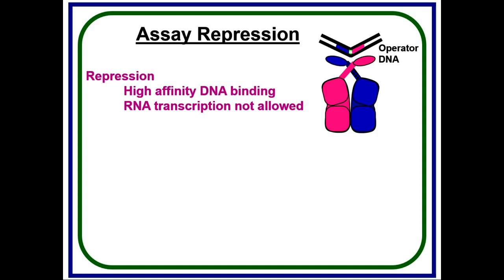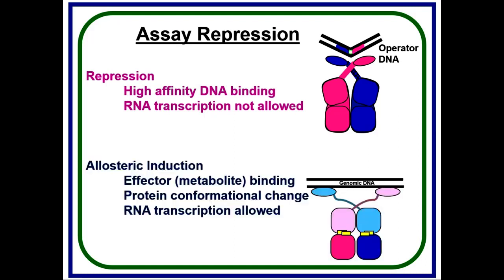So these proteins have two functional modes. They have a repression mode, where there's high affinity for a very specific DNA binding site called the operator. And when the repressors are bound to the operator, RNA transcription of downstream genes is not allowed. Then there's also an allosteric induction mode, in which there's some small molecule effector, usually a metabolite, that binds to a different site on the protein, causes some sort of protein conformational change so that the repressor no longer sees the operator as a special region of DNA.